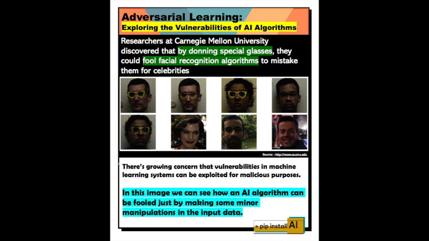Researchers at CMU discovered that by donning special glasses, they could fool facial recognition algorithms into mistaking them for celebrities. In this image, you can see how an AI algorithm can be fooled just by making some minor manipulations in the input data.